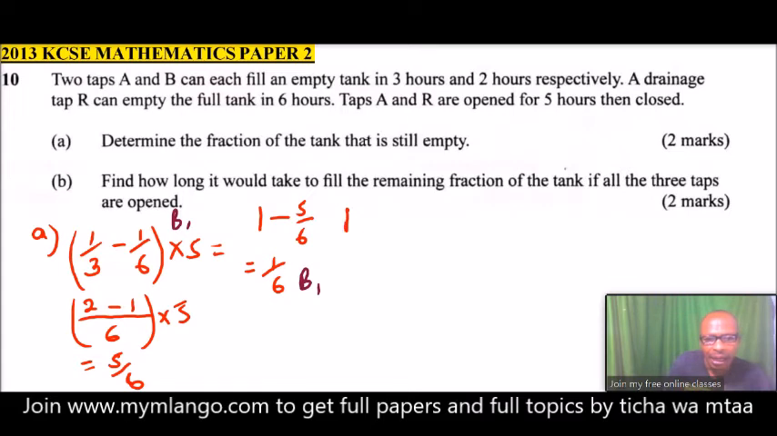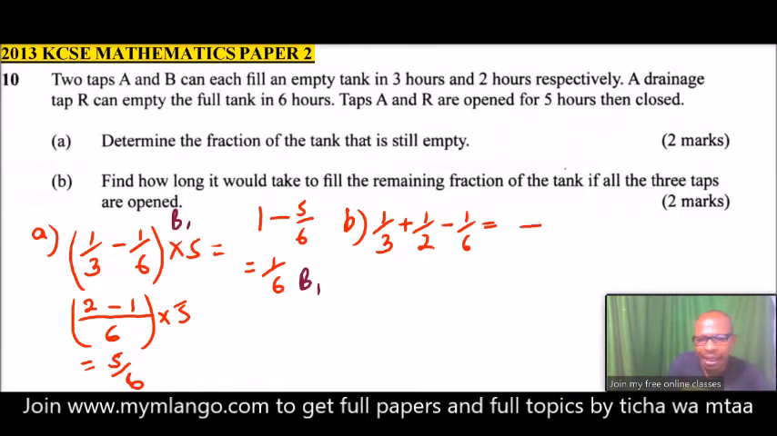Part B of the question: find how long it would take to fill the remaining fraction of the tank if all the taps are opened. If all the taps are opened, then what is the amount that you get into the tank? So A is filling a third, you add B, which is filling a half, and R is emptying 1/6. So we minus that.